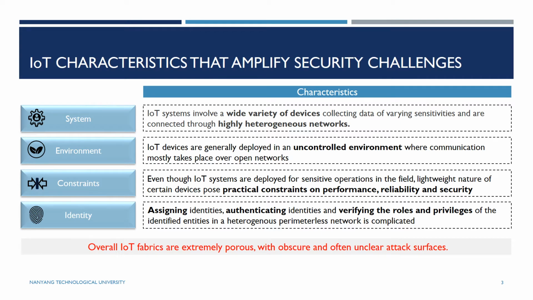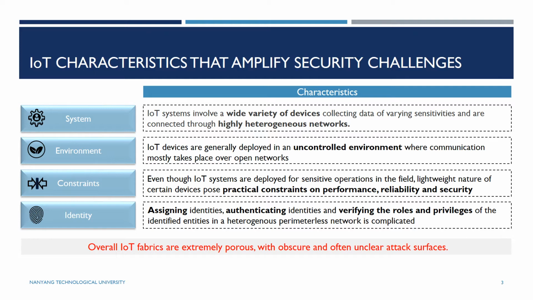Now, before we start, we need to look at what are the fundamental differences between IoT systems and ordinary enterprise IT systems. So the IoT characteristics that amplify the security challenges make IoT security a lot more complicated than the relatively better understood IT systems. First, from the angle of system. IoT systems involve a wide variety of devices collecting data of varying sensitivities and are connected through highly heterogeneous networks.